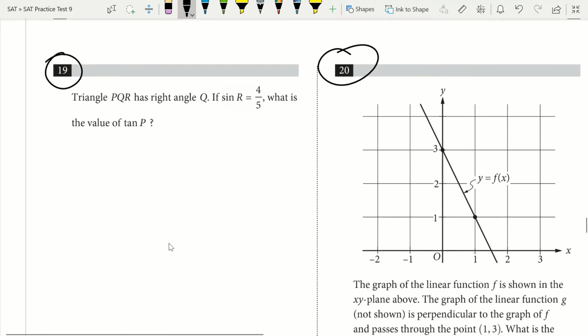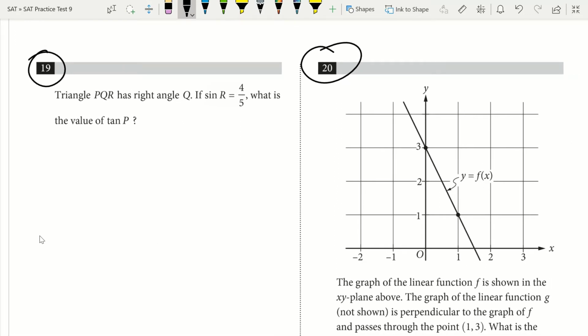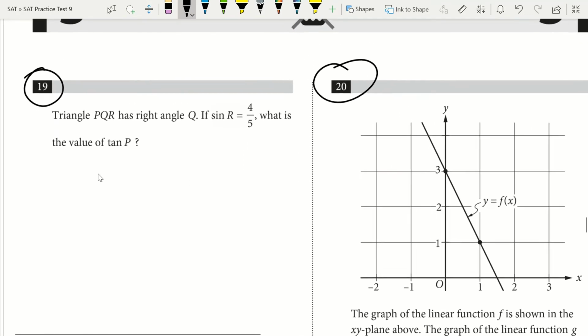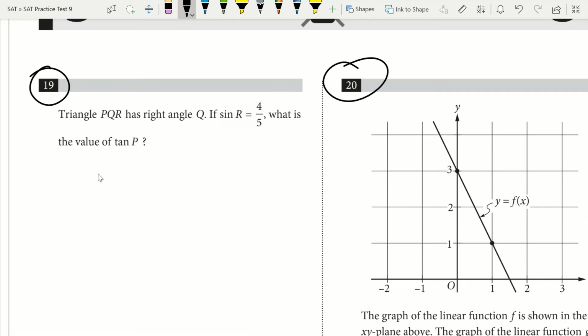All right, moving on, we got question 19. Question 19, I'm going to go ahead and give you 20 seconds on this one because you should be able to solve this one fairly quickly as well. So 20 seconds starting in 3, 2, 1. Okay, your time is now up.